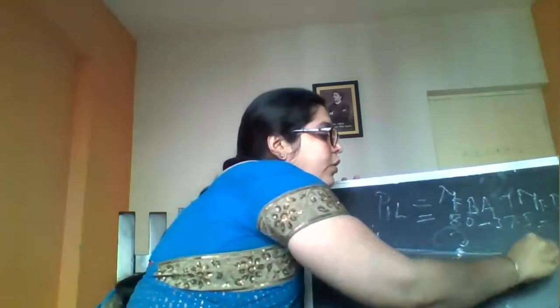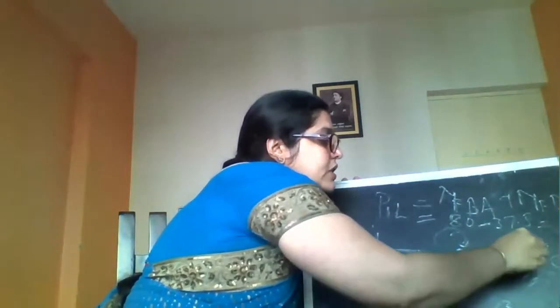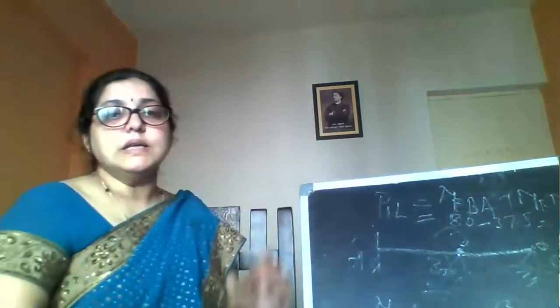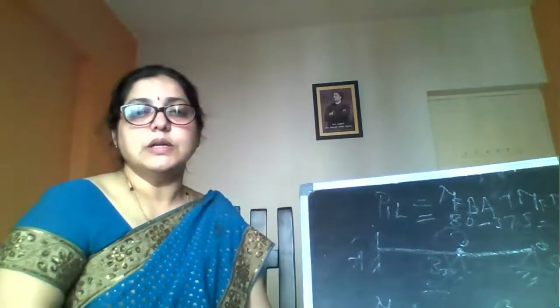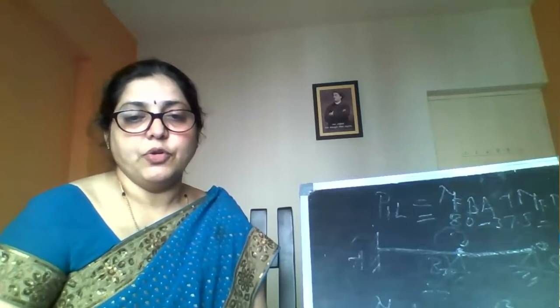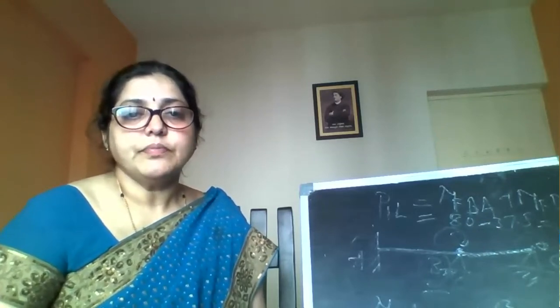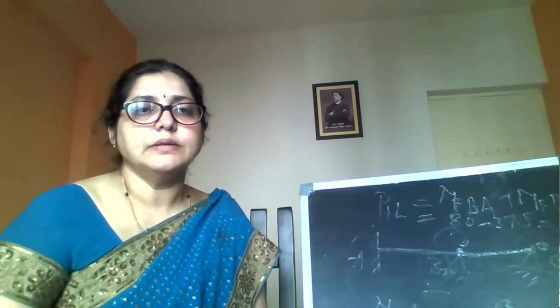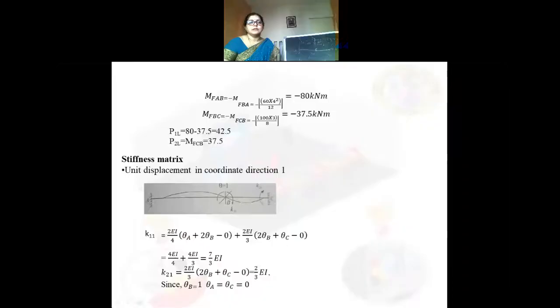Similarly, P2L is at coordinate 2. It is connected only to this member CB. Hence, it is MFCB. So how much is MFCB? Plus 37.5. Okay, hope you understood. Let me share the screen again. Okay, so that's why you have got 80 minus 37.5, 42.5. P2L is equal to MFCB, that is equal to 37.5.